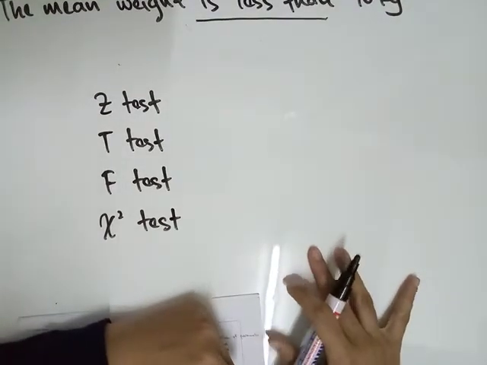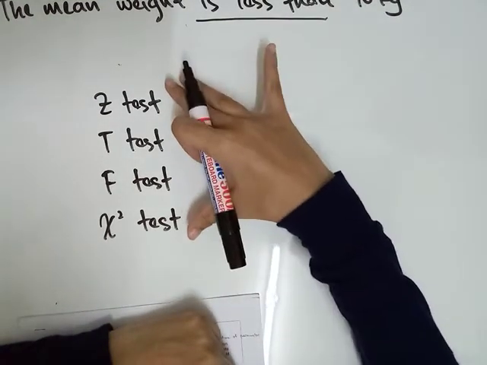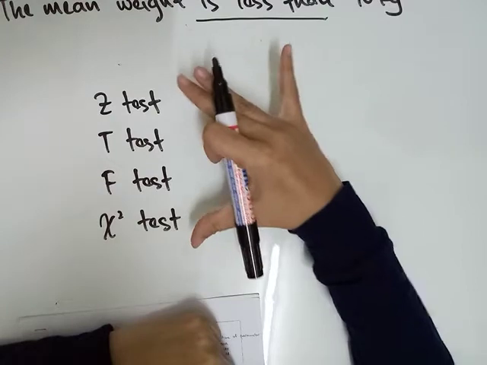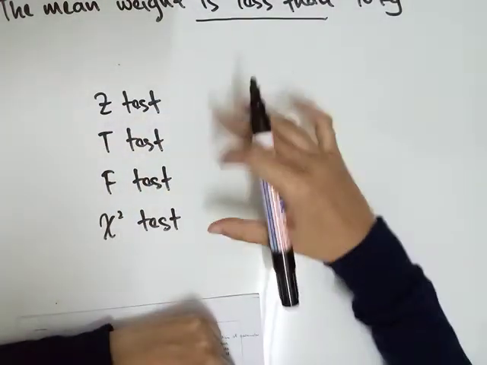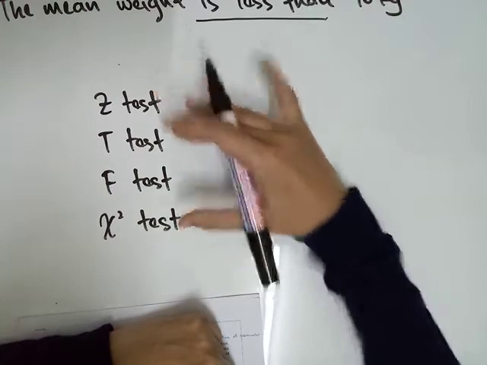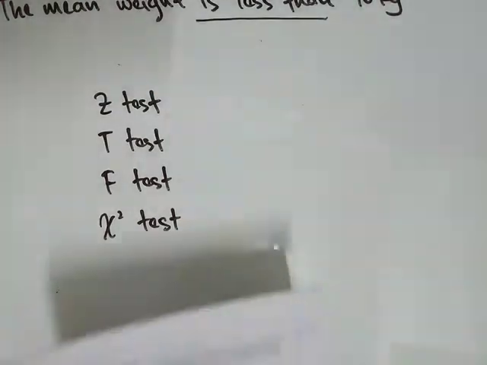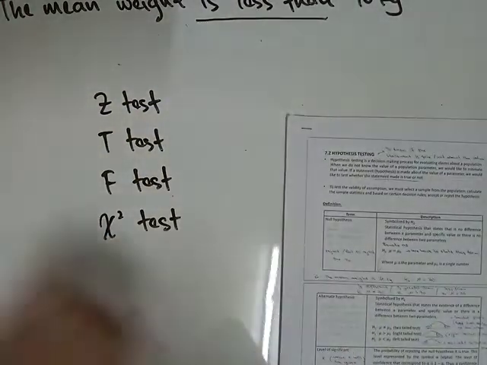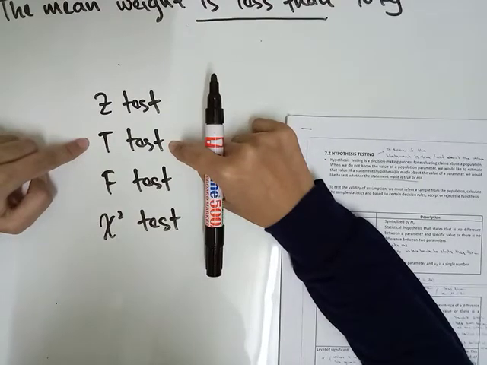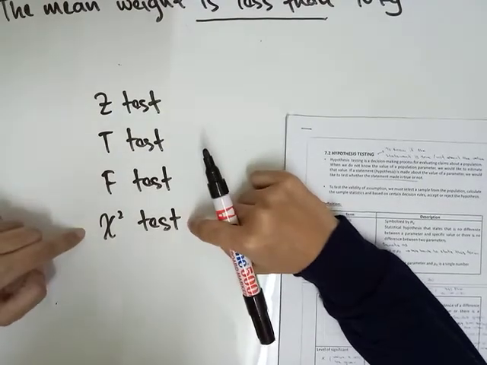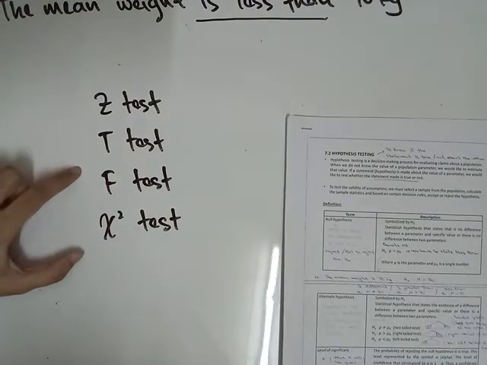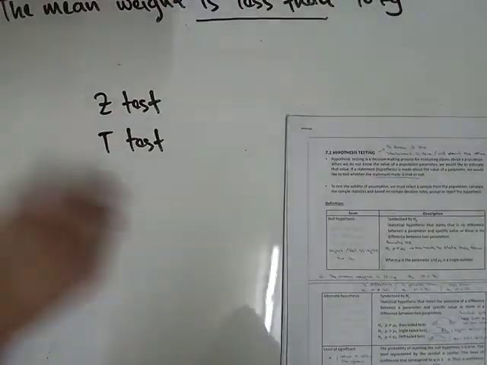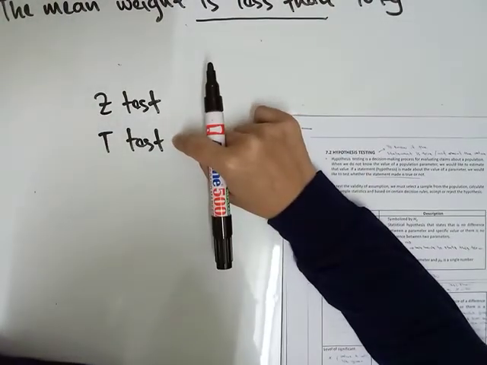Each test dia have a formula. Dia akan kita nak test statistik ni using 4 test ni using formula. Okay, formula yang berbeza for each test. But for hypothesis testing, for this chapter 7, we only use Z-test and T-test formula. F-test and chi-square test is for chapter 8. So, ignore this first. Untuk chapter 7, we only use Z-test and T-test statistic.